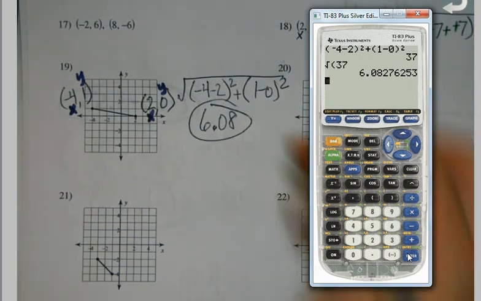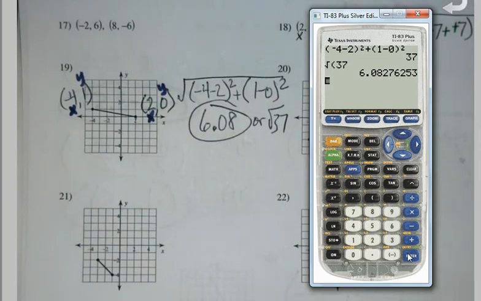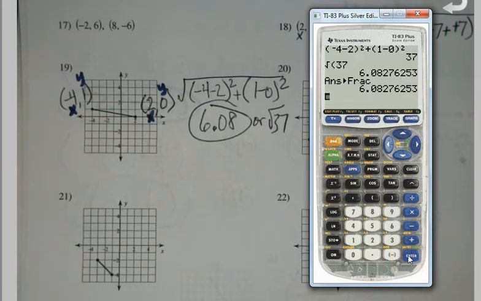Or if you wanted to, my preference here, otherwise you'd just leave it as the square root of 37. Because if you did math and around that, that's going to get ugly. Let's see what would happen. Yeah, it's not going to do anything because it's just so strange of a number. So either way, decimal's fine, radical's fine.